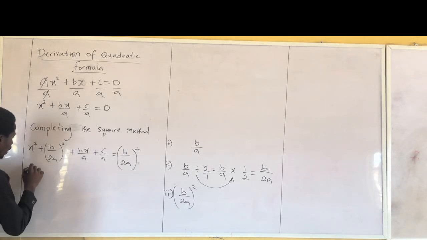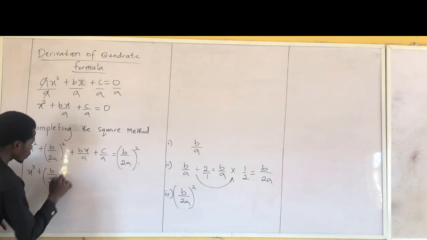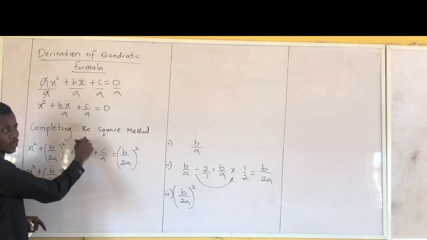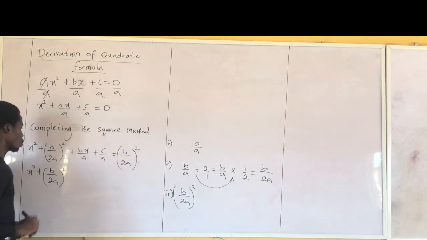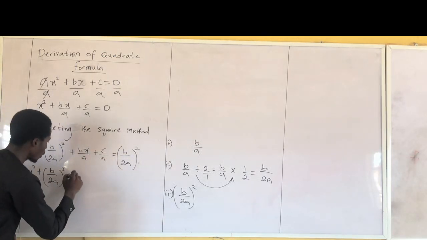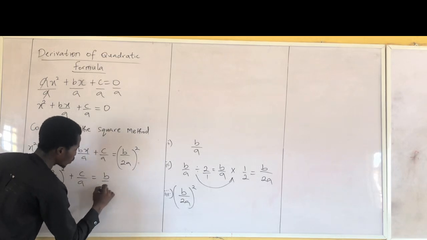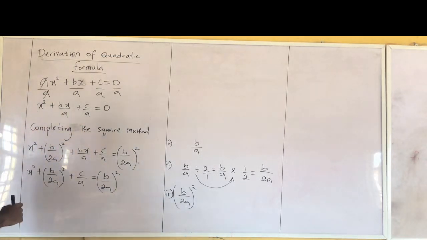So we're going to have x squared plus b over 2a all raised to the power 2. Don't forget, this person is out of the game. Okay, so now next is plus c over a equals b over 2a all raised to power 2. Okay, are we together? Are you enjoying the class?